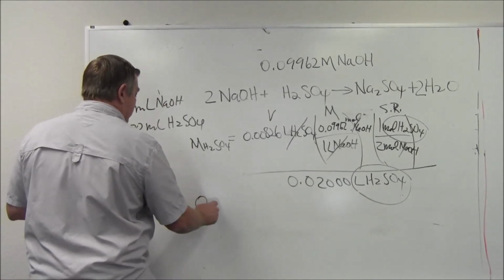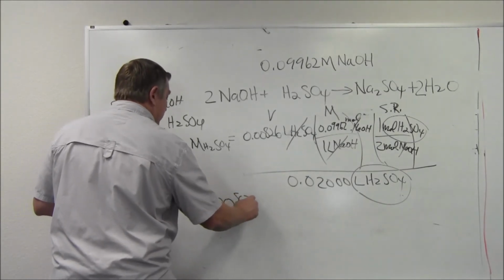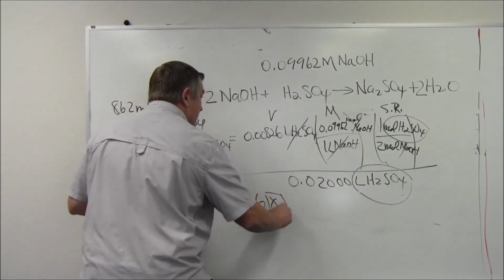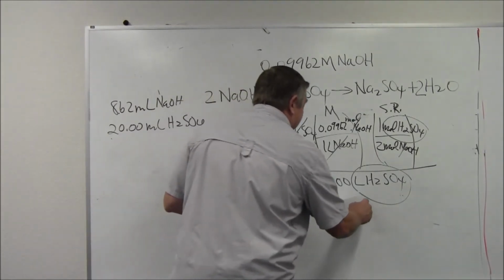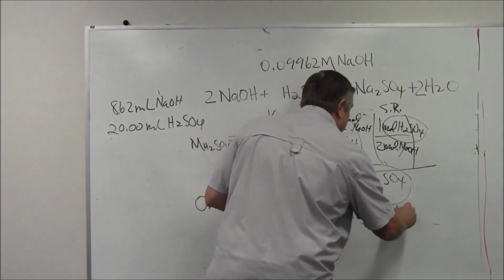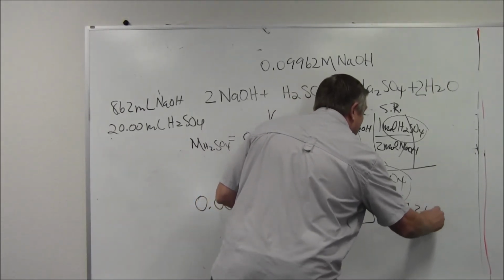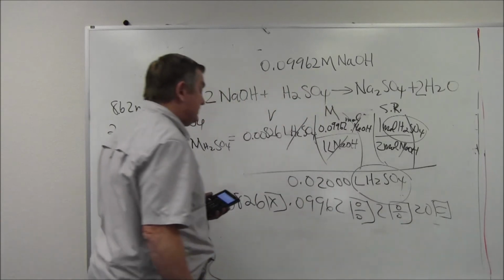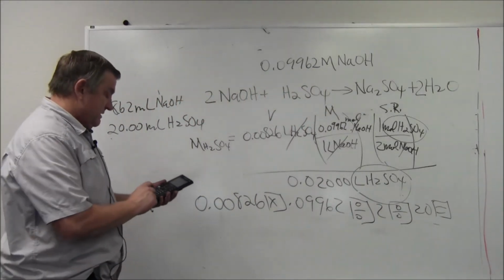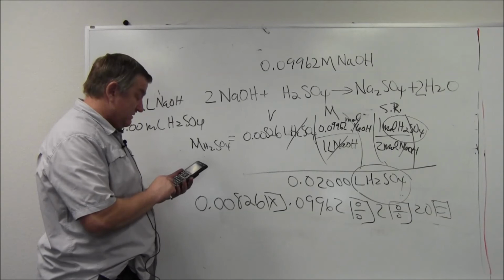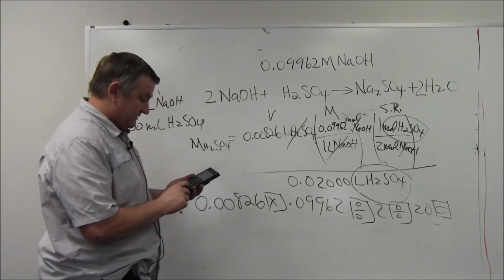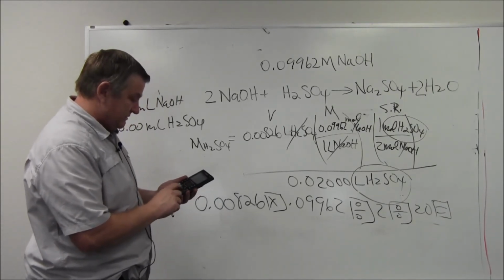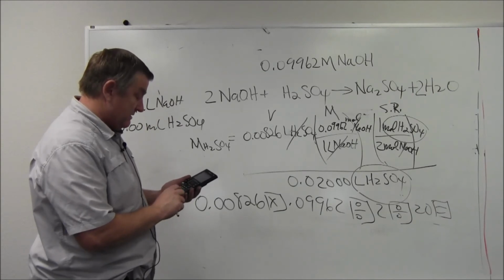So in my calculator, I'm going 0.00826 times 0.09962 divided by 2 divided by 20, equal. Those are the keystrokes on your calculator. So 0.00826 times 0.09962 divided by 2 divided by 20, equal.